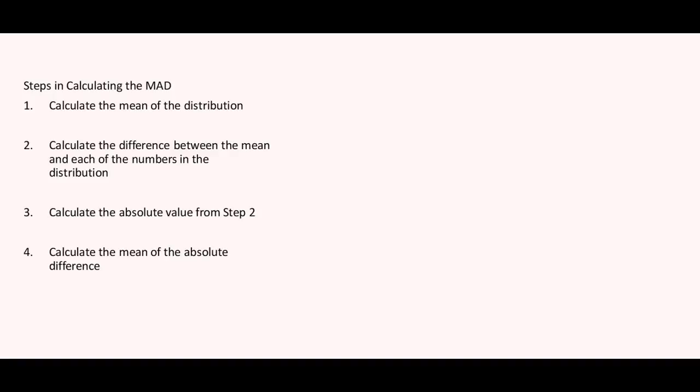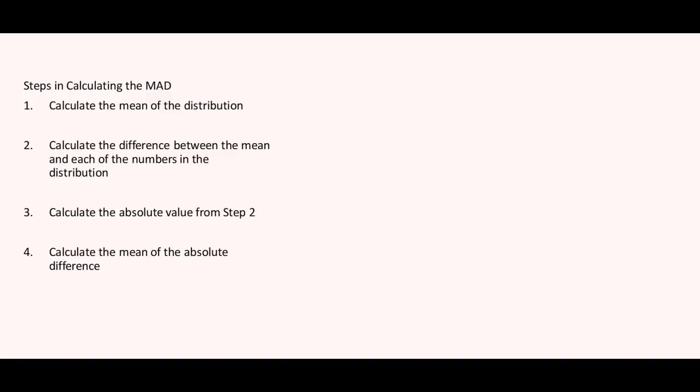Let's look at the different steps to follow to get the mean absolute deviation. The first thing is to calculate the mean of the distribution. Then calculate the difference between the mean and each of the data points. Then get the absolute value of each of the numbers from step 2, and then calculate the mean of the absolute differences.